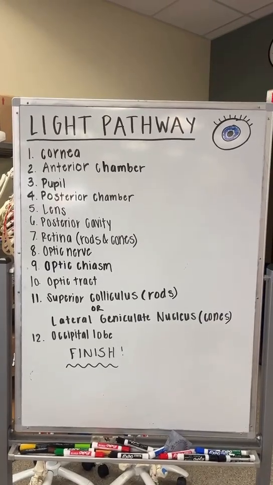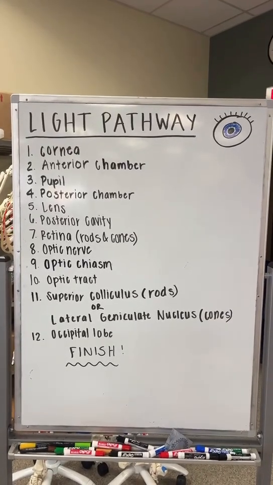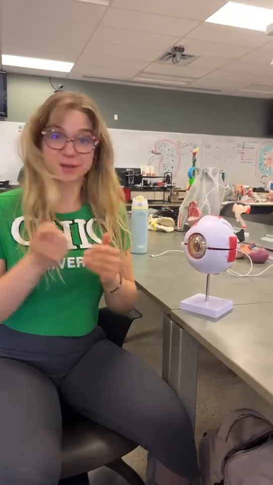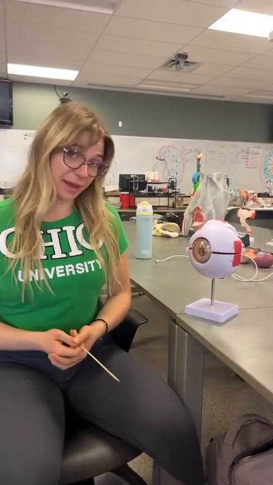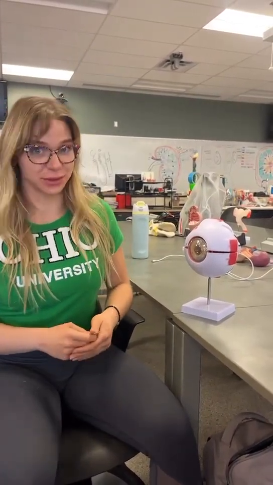Here is the light pathway from the environment to the brain. I'll be talking about the eye and then the light pathway from the external environment to the brain.